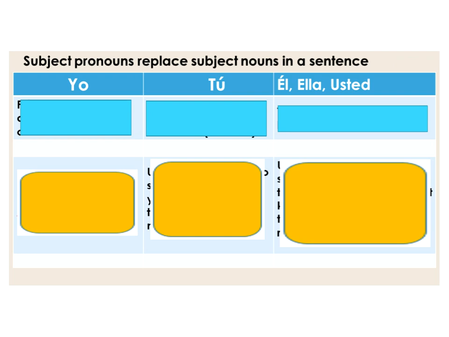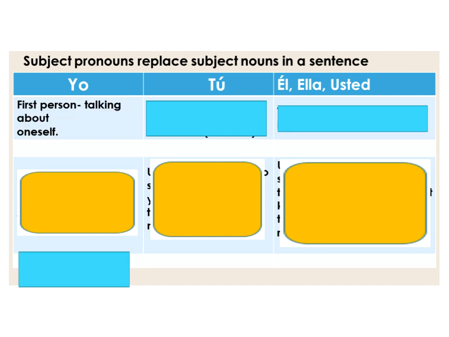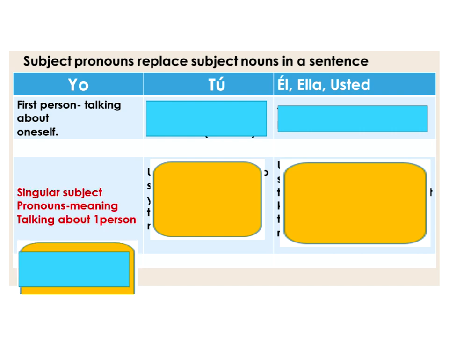Okay. You can pick up the mic or you can type in the chat box area. Who can tell me what yo means and what it stands for? If subject pronouns replace subject nouns in sentences, what can you tell me about yo? And who do you use it for? Yo means I. Anything else you can add? You use it for yourself. So, yo is when you're talking about yourself. So it's called a singular subject pronoun, meaning one person talking about yourself.